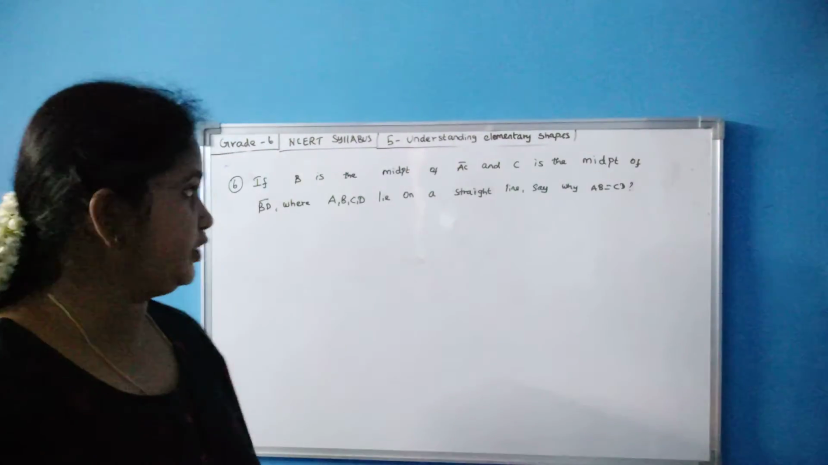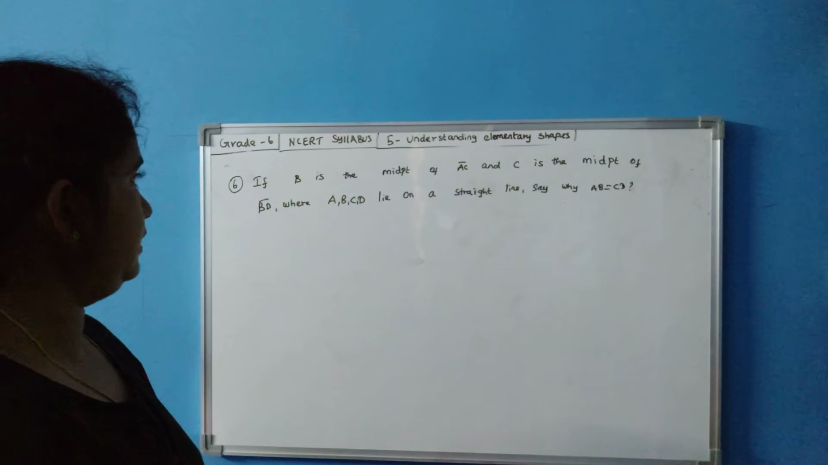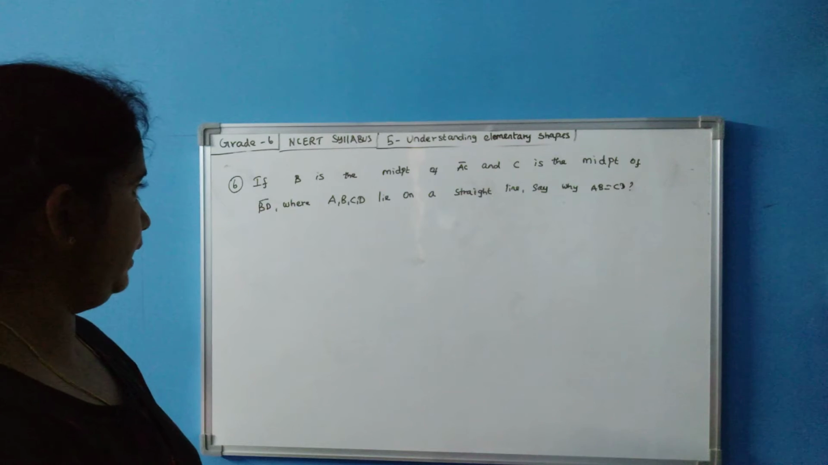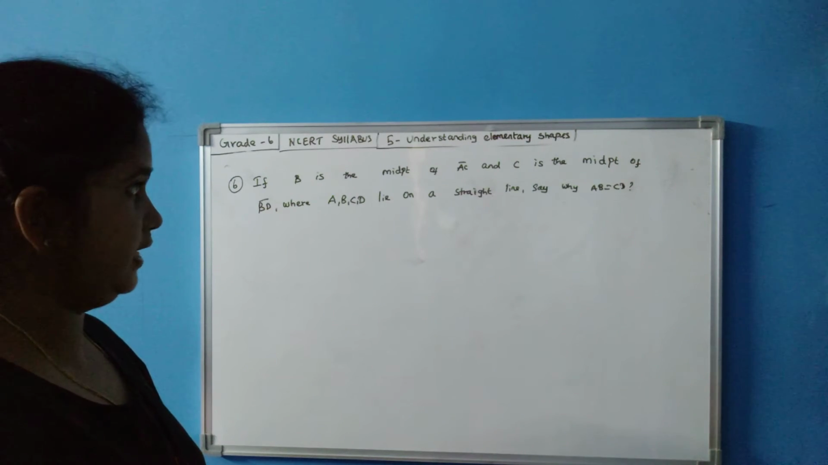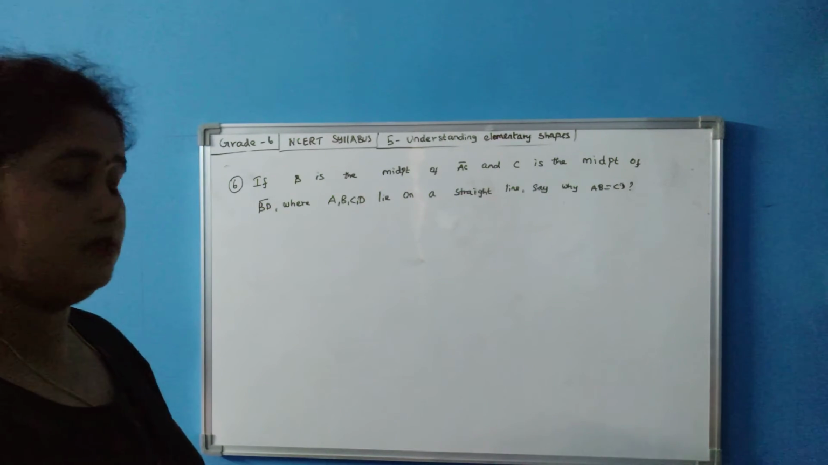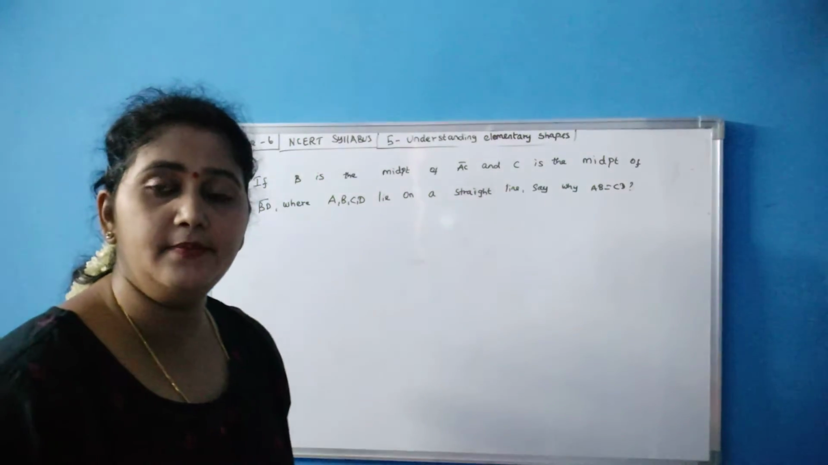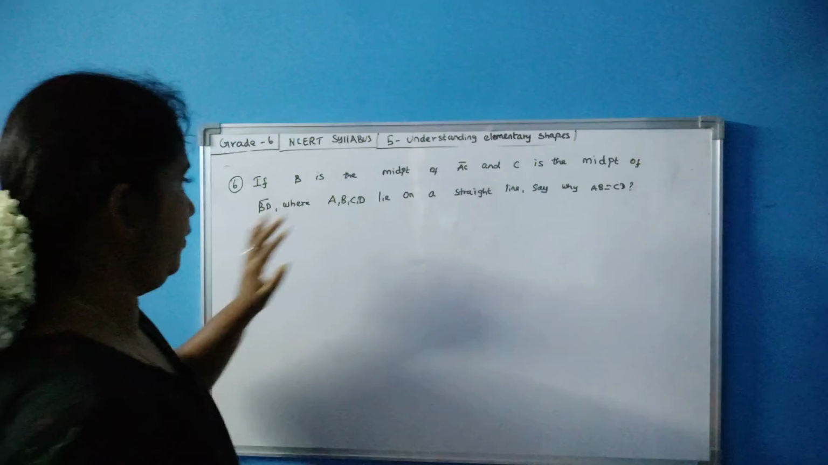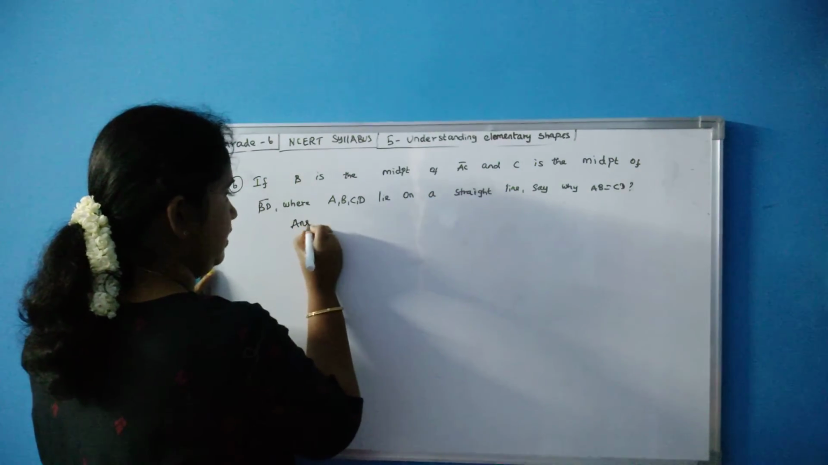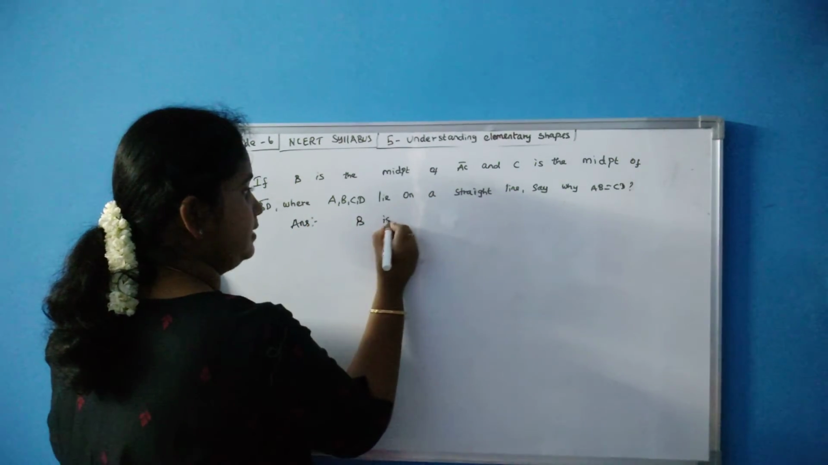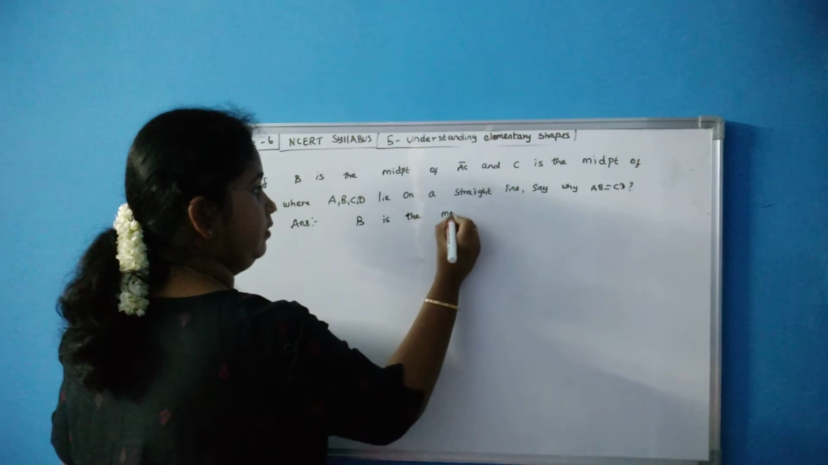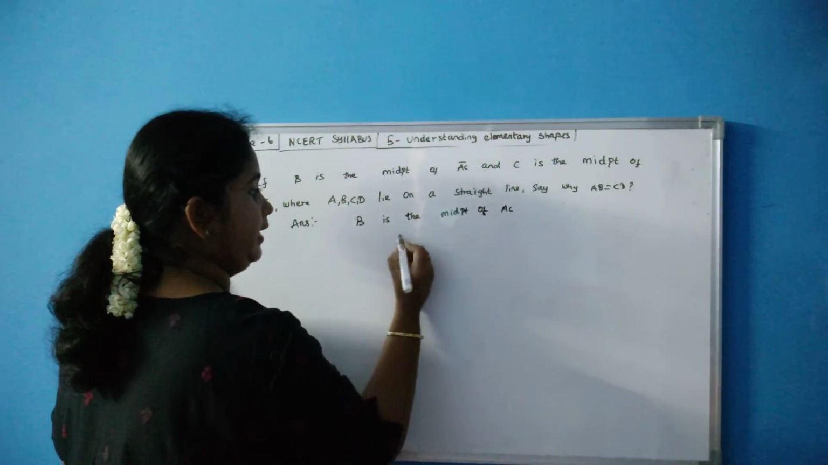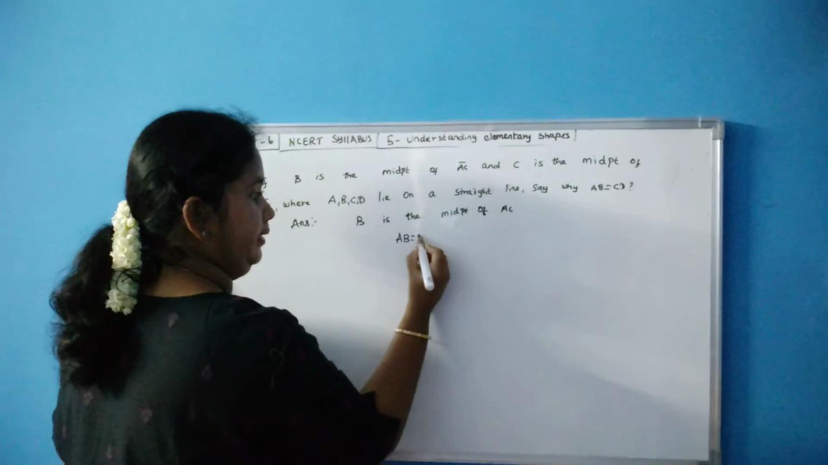So your next question is, if B is the midpoint of AC and C is the midpoint of BD, where ABCD lie on a straight line, say why AB is equal to CD. They are asking why AB is equal to CD. Now we will see, they said B is the midpoint of AC. So you can write AB equal to BC.